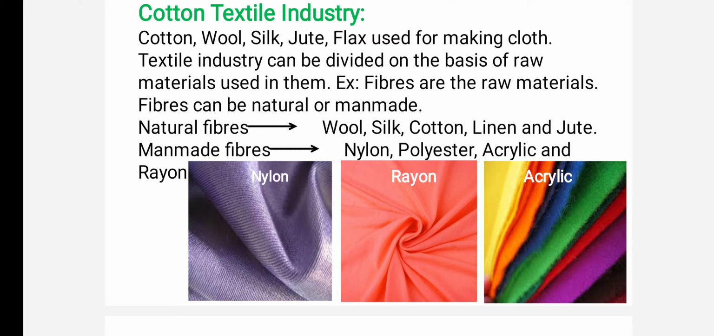Again children, these fibers can be natural or man-made. For example, cotton, wool, silk, jute, these are all natural raw materials. But man-made materials are also there, children. There are some fibers which are made by man. Those are nylon, polyester, acrylic and rayon. Here you can see those pictures, right?